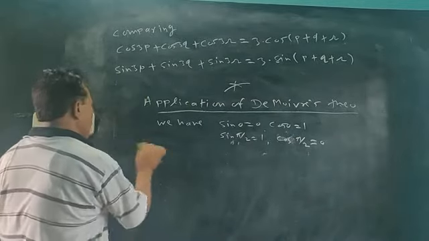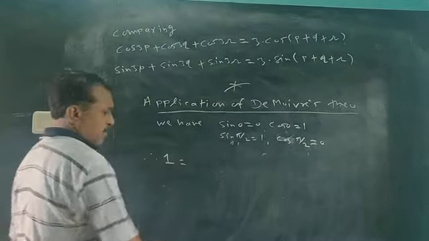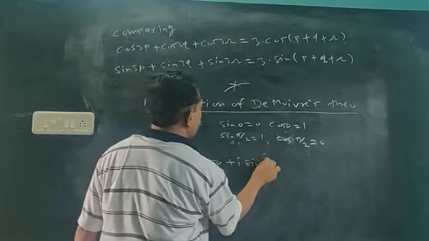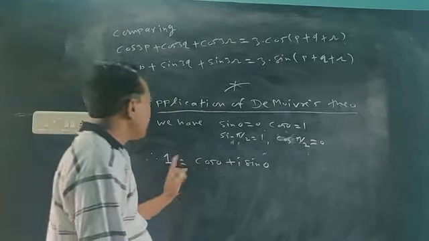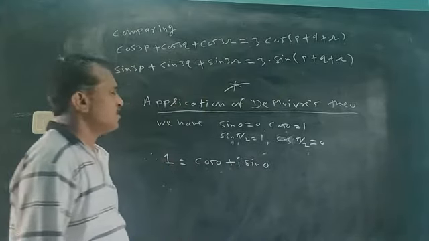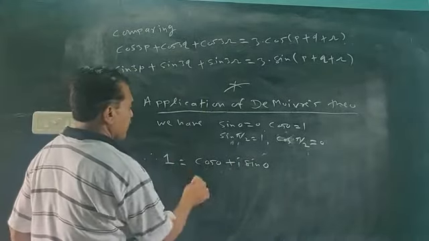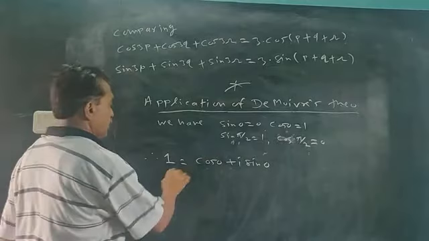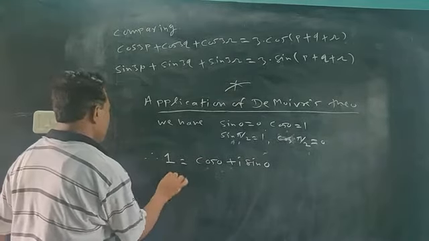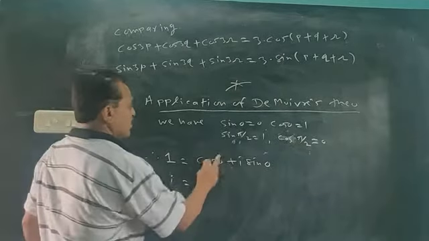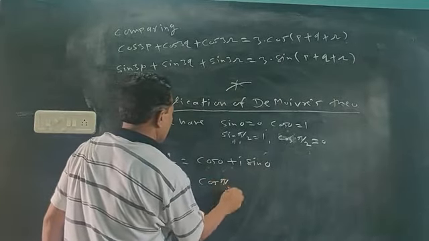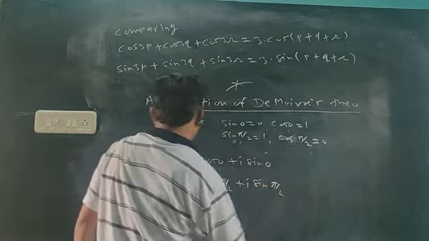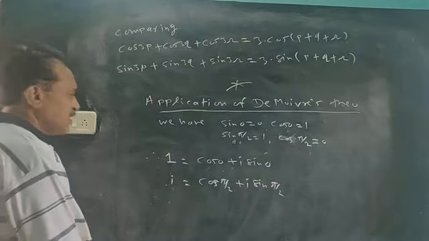So then, every 1 can be expressed as cos 0 plus i sin 0, since cos 0 is 1 and sin 0 is 0. Similarly, i is expressed as cos 90 plus i sin 90, since cos 90 is 0 and sin 90 is 1.